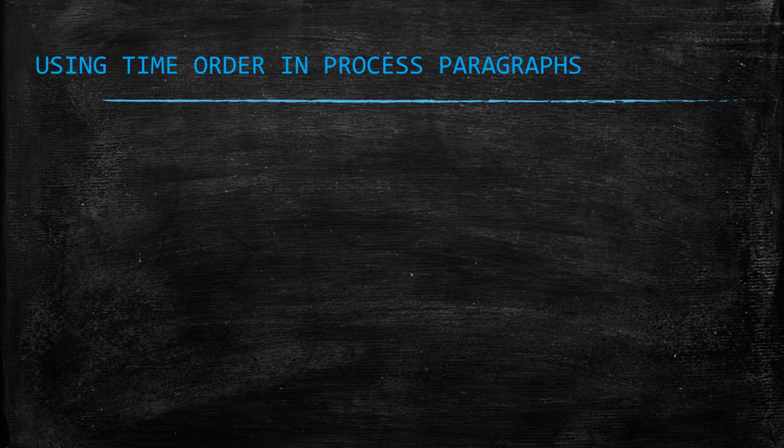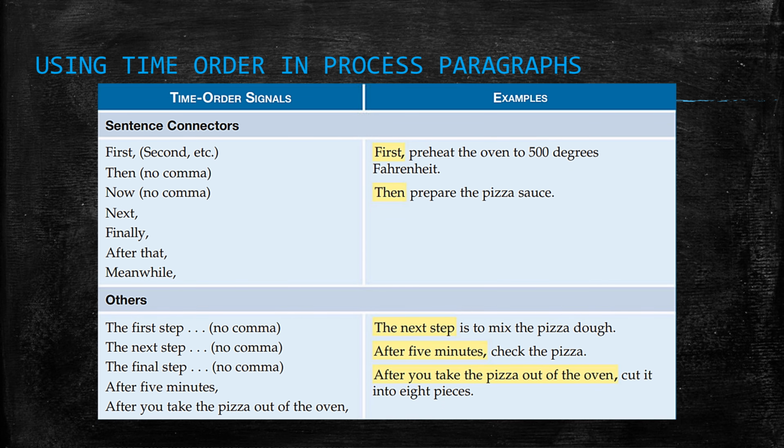Time order signals help your reader follow along without confusion. They show the logical flow of events in a step-by-step process. So let's look at some of these common time order signals. Here, let me use my laser pointer. We have first, next, finally, after that, and meanwhile. These are followed by a comma, while then and now in 99.9% of times are not followed by a comma. And this rule is also there for the first step.